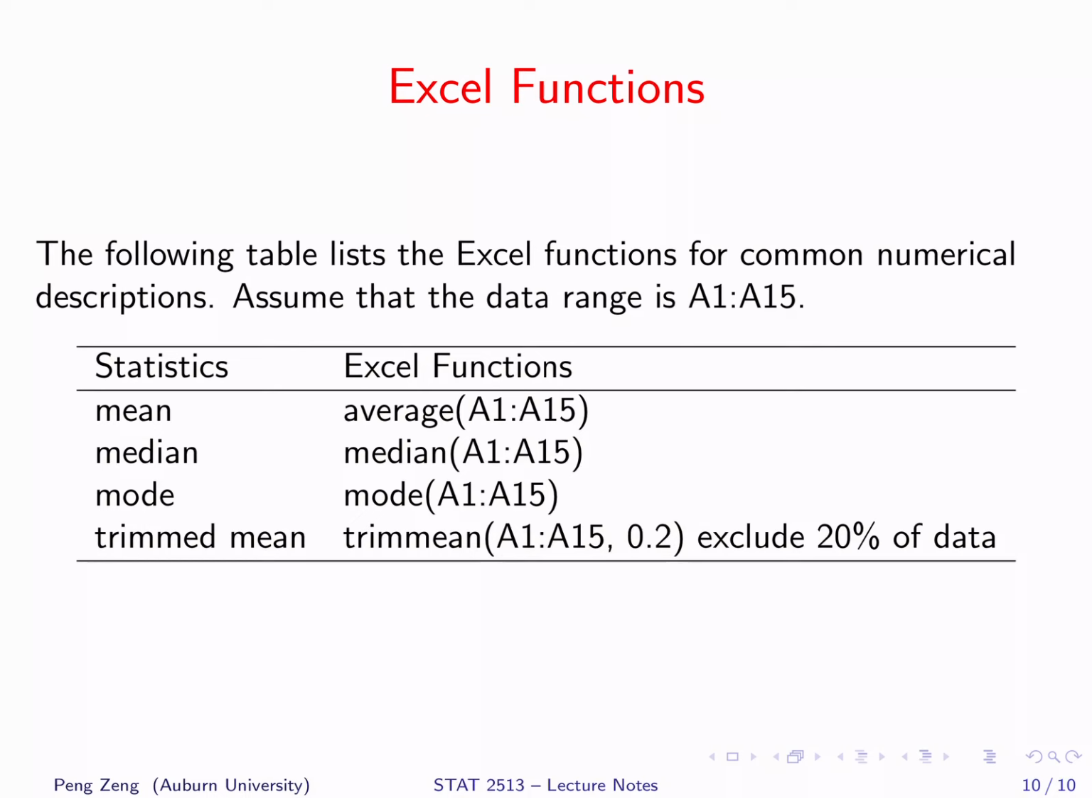The function trim mean has two arguments. The second argument indicates the percentage of data to be dropped. For example, here we have 0.2. It means that 20% of data will be dropped before calculating the mean. The 10% from the top and the 10% from the bottom will be dropped.